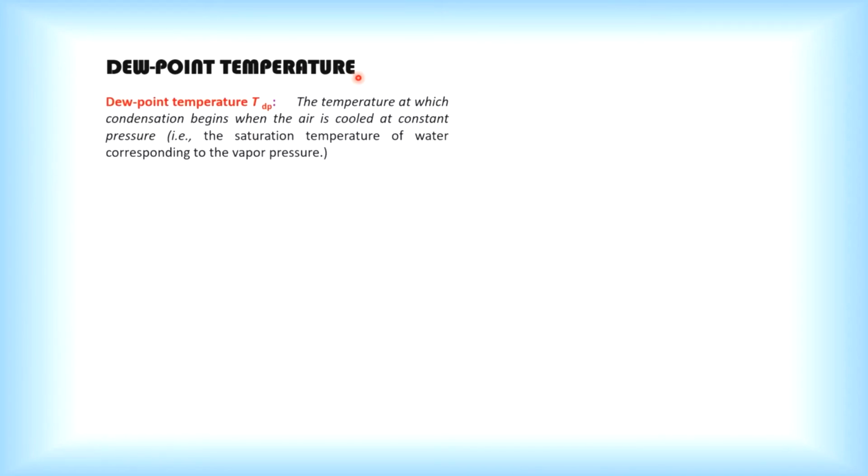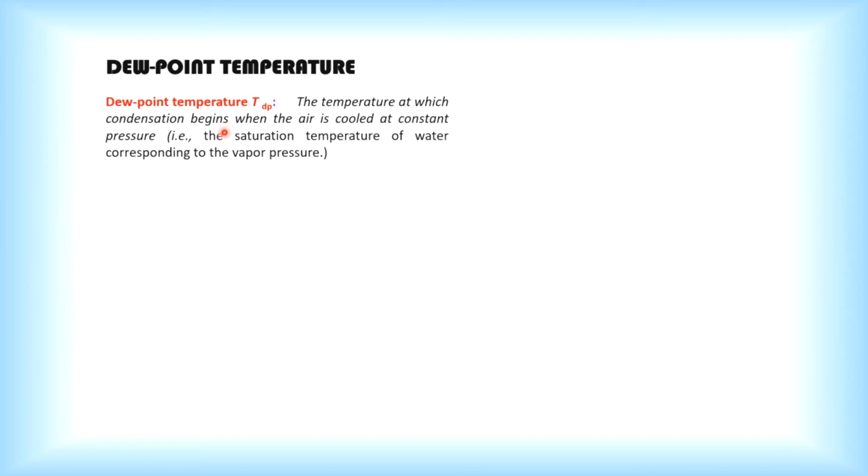So what is dew point temperature? First is the dew point temperature. Now we are looking into the three different temperatures. One is dew point, second is the dry bulb, the third one is the wet bulb. The first one is the dew point temperature, the temperature at which condensation begins.